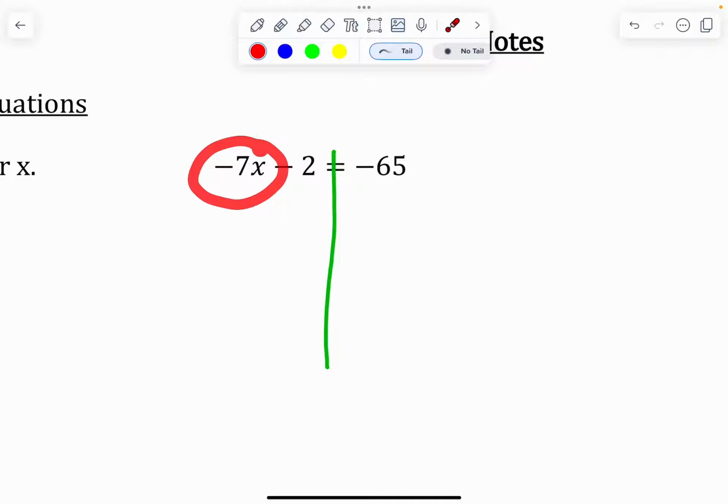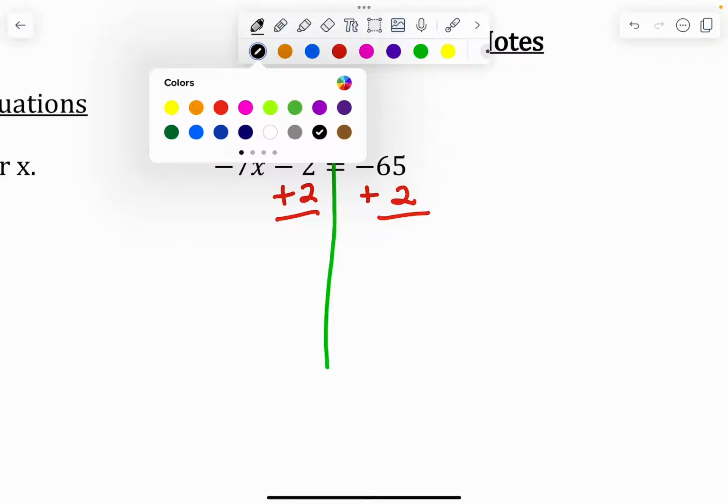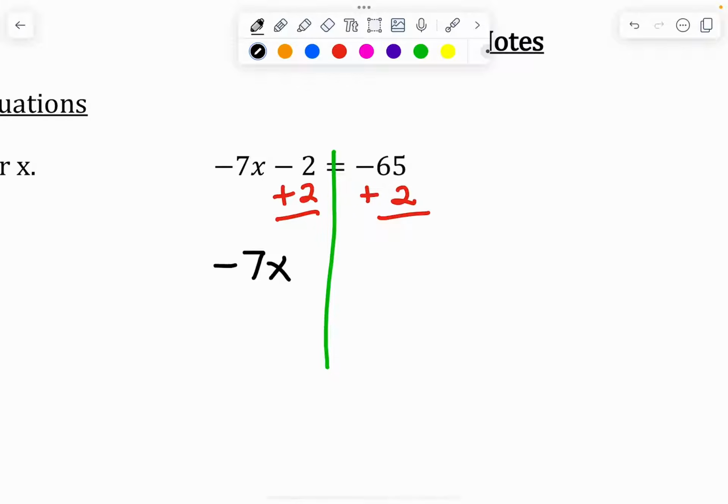So we need to get x alone, which means we're going to move this -2. For us to move that -2, the opposite operation is to add 2 to both sides. So now we're left with -7x. -2 plus 2 equals 0, so those cancel out. And then we get -65 plus 2, which is -63.